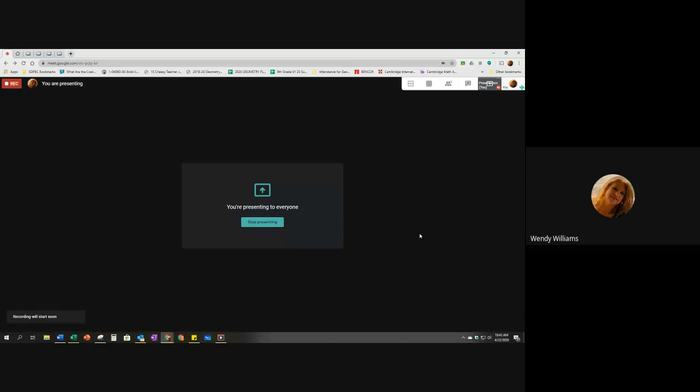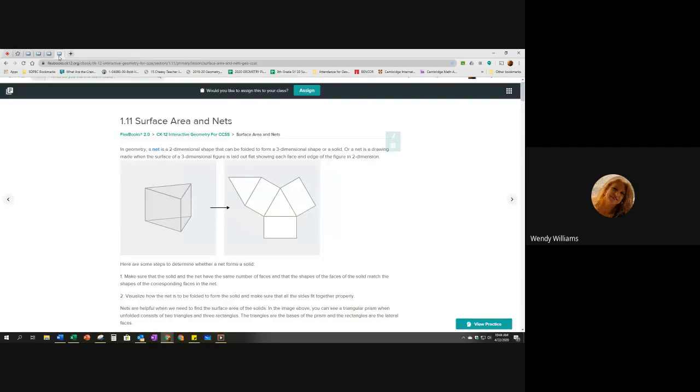This section is going to be in two parts. It's going to be Math Nation and my notes, and it's also going to be a new site which gives me the ability to show you more hands-on manipulatives. So we're going to be talking about nets, surface area, volume, and this is one site that I'm going to be assigning to you.